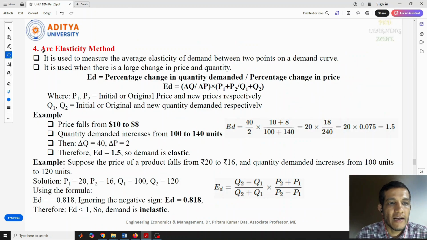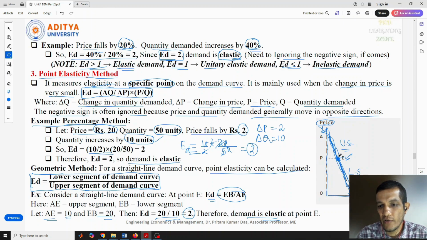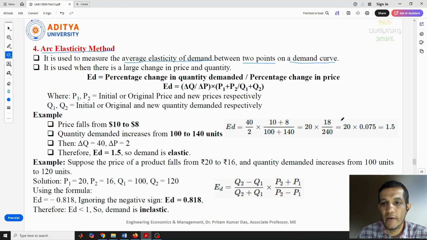The next option is the arc elasticity method. This method is used to calculate the average elasticity of demand between 2 points on a demand curve. What we have seen previously is only a single point. Now for this one, suppose this is the graph, we need to check one point here and another point here. This is price and this is Q, and this is one point and this is another point. So it is used to measure the average elasticity of demand between 2 points on the demand curve.